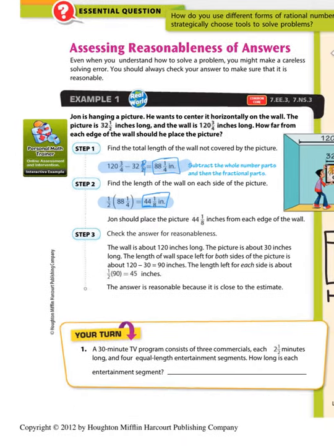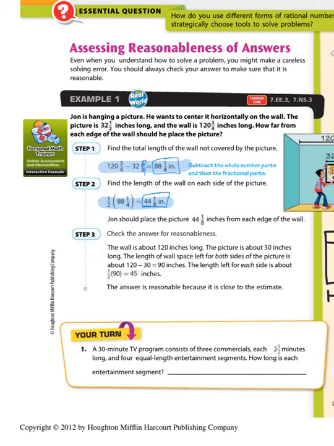Okay, so your turn. I want you to read through this problem at the bottom, try to do it yourself, and then play the video back to see if you got it right. So pause the video, try number 1, then play it to see if you got it right. All right, I'm going to walk through it. So a 30-minute TV program consists of 3 commercials, each 2.5 minutes long, and 4 equal-length entertainment segments. How long is each entertainment segment?